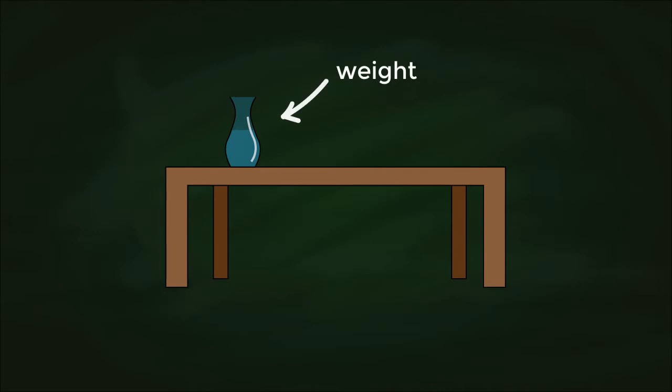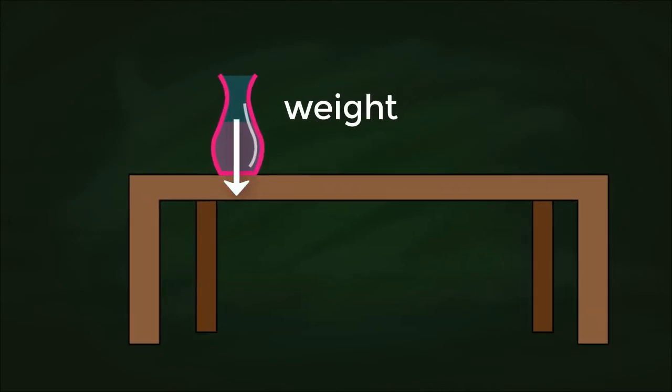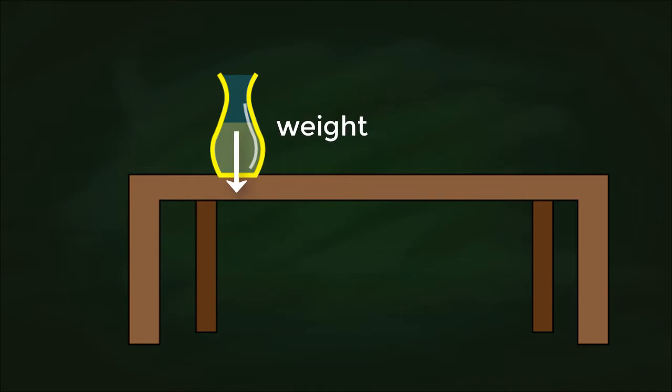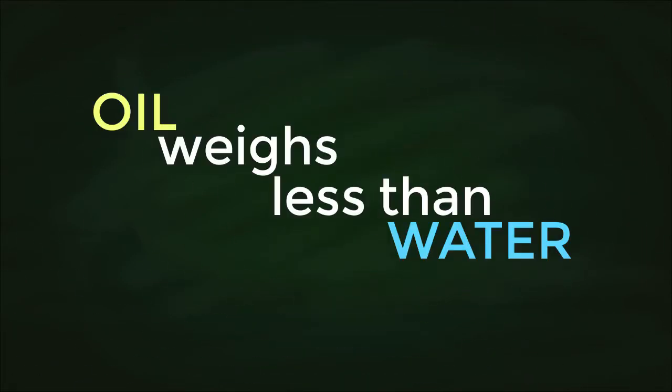When you put a container of water on a table, the combined weight of the container itself and the water inside it exert a downward force on the table. If you were to replace that container of water with an identical one of, for example, vegetable oil, the force exerted would be slightly smaller. But why is that? Well, because oil weighs less than water for that same volume.